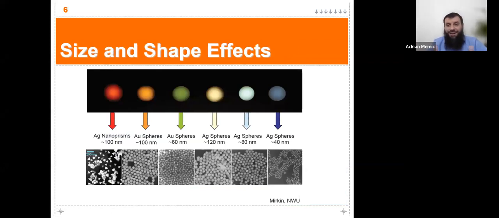So I give him credit, but I really like it so much I had to present it here. It really helps you visualize that if you have silver nanoparticles that are spheres versus silver nanoprisms, even if the size is very similar, you can see that the color change is quite different. And even with gold, if you have gold spheres that are 60 nanometers, they're green. So gold is actually green.